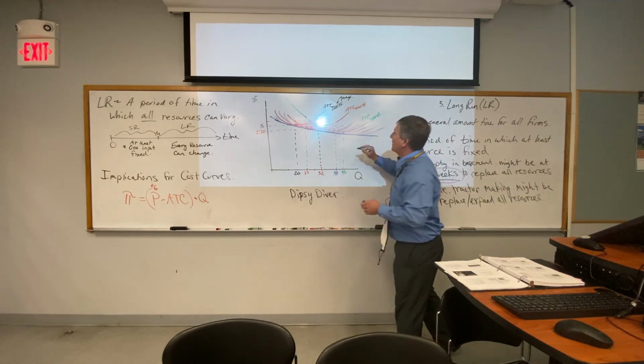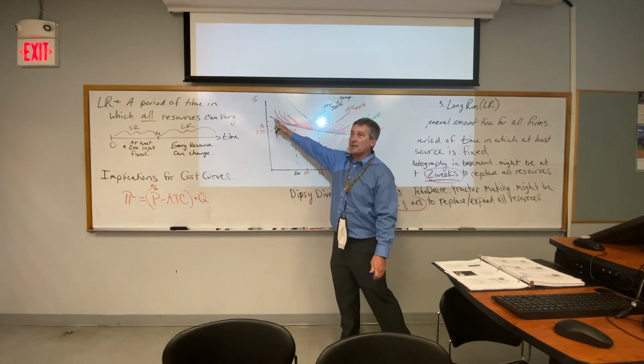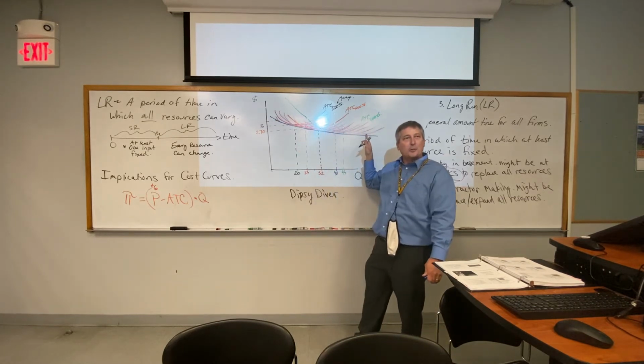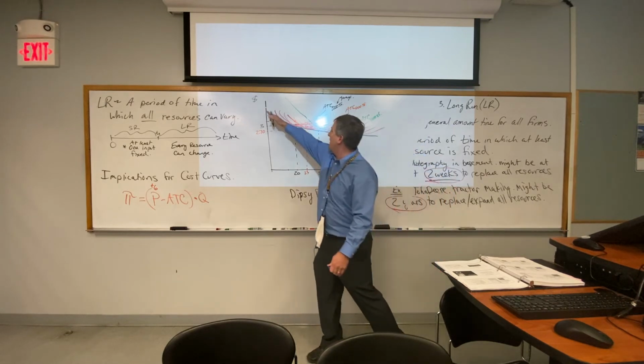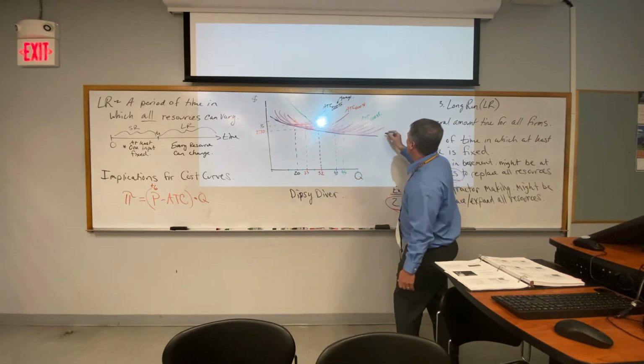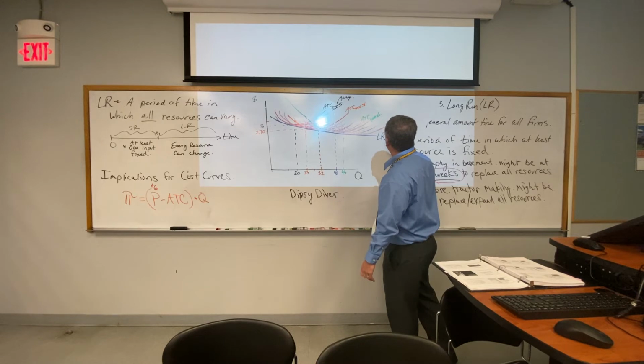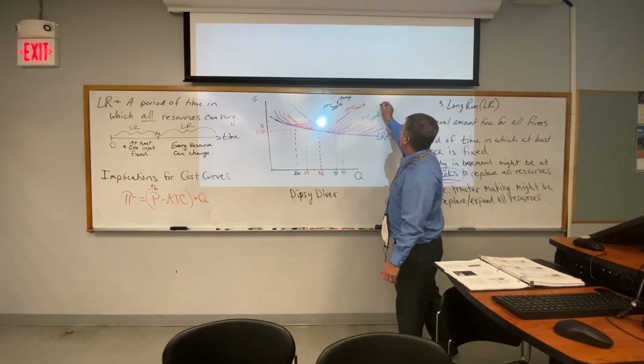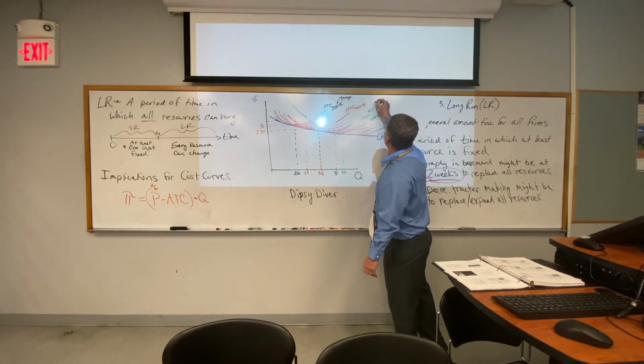So on your paper, what I'd encourage you to do is draw something like I did with the blue line, but only touch your 3 that you have on your paper. But conceptually, there's a whole bunch of them, and so this is the long run average total cost curve. And these are all short run curves.